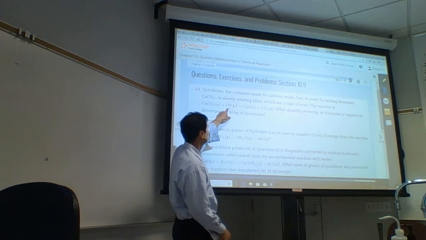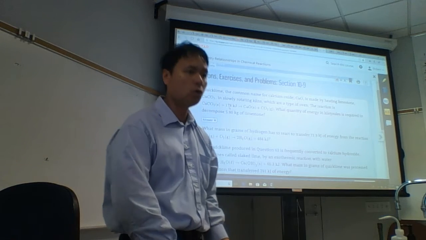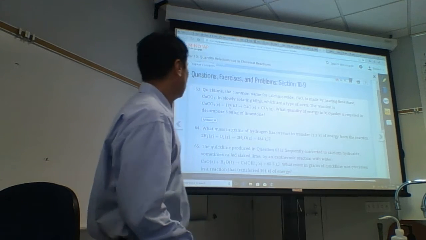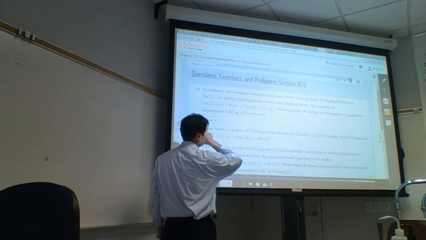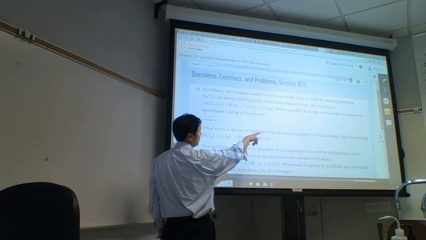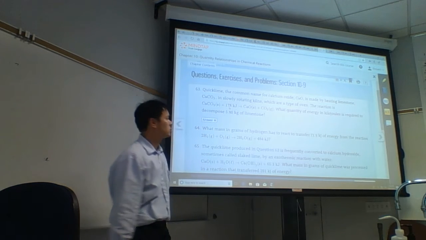And so anyway, is this an endothermic or exothermic reaction? It's going to consume 178 kilojoules. Romans had access to coal, which can generate the high temperatures needed for this reaction to take place. So what quantity of energy in kilojoules is required to decompose 5.80 kilograms of limestone?